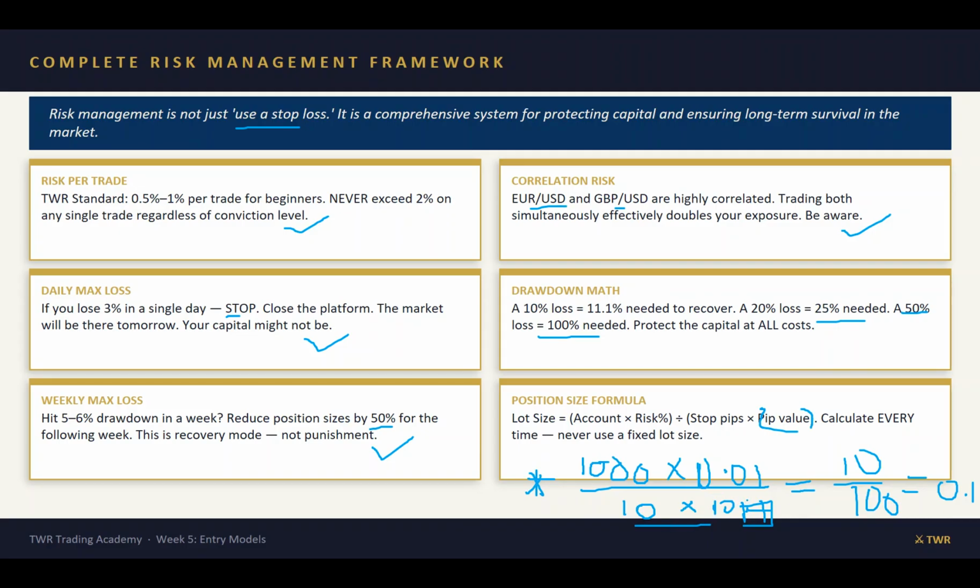So if this one is 10, that means your pip value is basically, if it is Euro USD, one pip on a standard lot size is equal to $10. So meaning this pip value is $10. Actually, yeah, that's right. No need for any change. That one is right. So this one is $10 per pip, okay, for Euro USD or GBP USD.